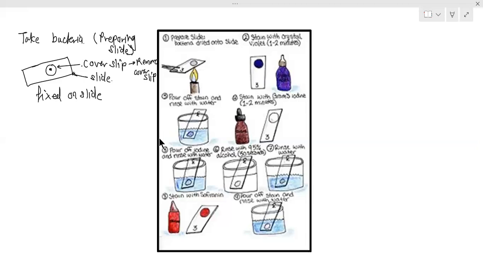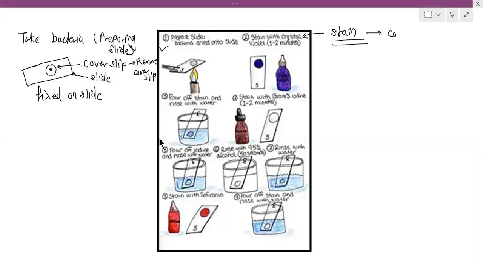Then the second step. You understood the first step? Yes, I just need to fix my bacteria onto the slide. Then I add a stain. Stain means color. If ink or something falls onto your dress, what do you say? My dress is stained, correct? So here stain is color.